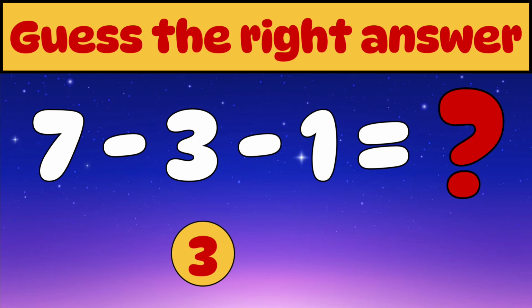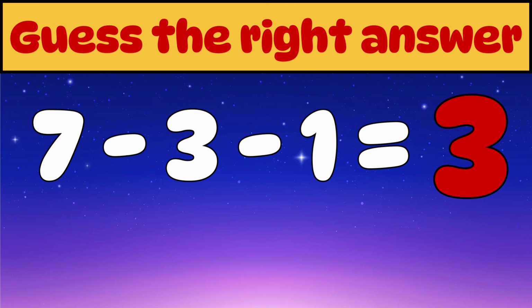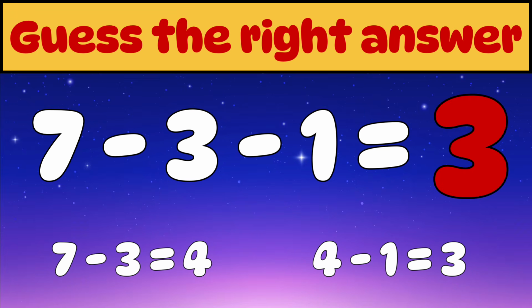The correct answer is 3. Let's solve it step by step. 7 minus 3 equals 4, 4 minus 1 equals 3.